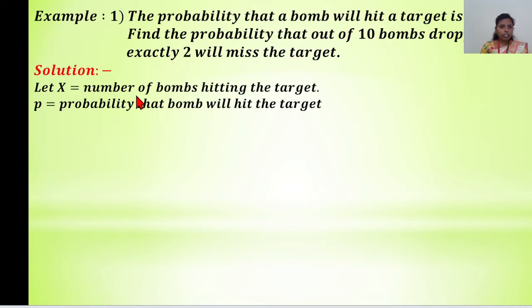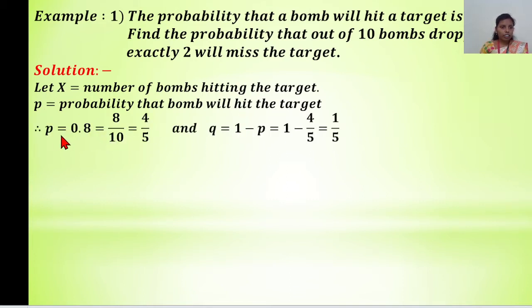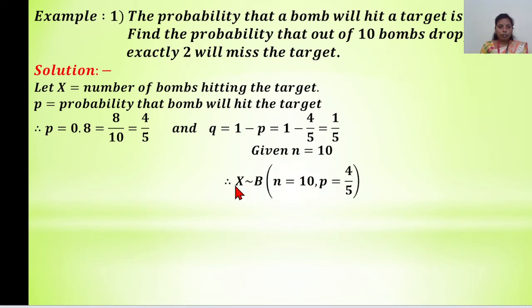Let X be the number of bombs hitting the target and p the probability that a bomb will hit the target. Therefore, given p is equal to 0.8, it can be written as 8 upon 10, that is equal to 4 by 5, since 2 times 4 is 8 and 2 times 5 is 10. And q is equal to 1 minus p is equal to 1 minus 4 by 5, so we get the value of q as 1 by 5. Here given n is equal to 10, therefore X follows a binomial distribution with parameters n equal to 10 and p equal to 4 by 5.